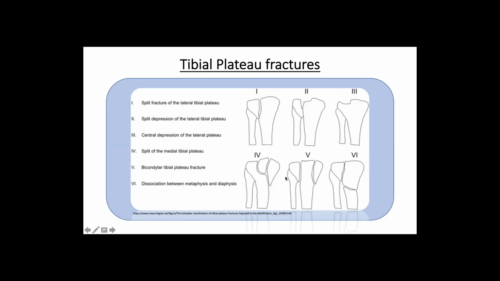Schatzker type 4 is a split of the medial plateau. Okay, the 4 to 6 are quite severe complex injuries, and they're usually related to vascular issues, especially popliteal artery, and we'll talk about that next, and I'll bring back up that slide about the arterial supply of the leg.